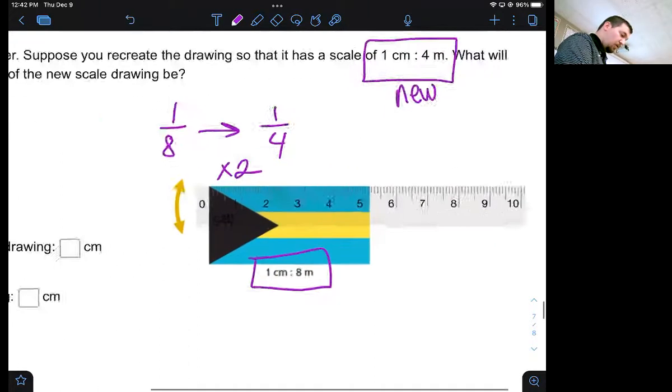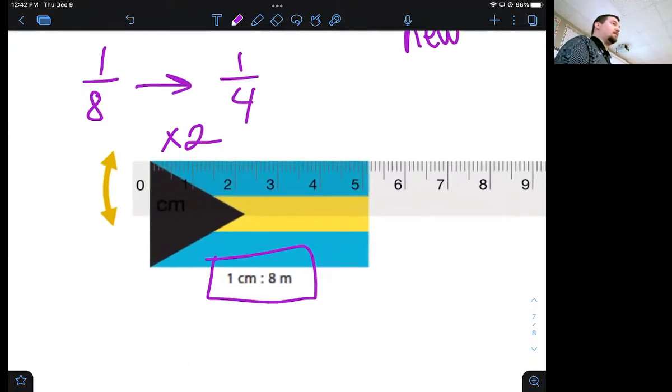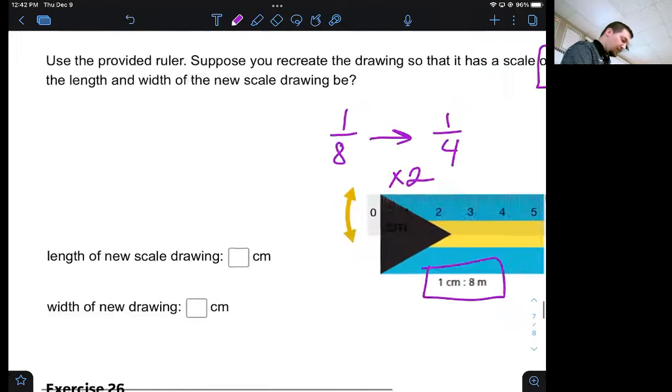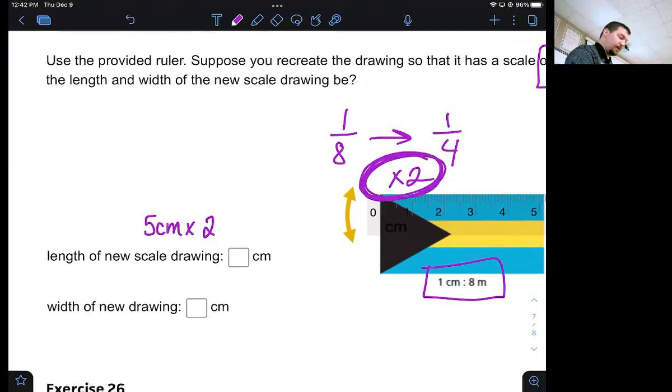Okay, so when I measured the length, I got it to be 5. So if the new drawing is going to be twice as big, what's the new length going to be? If the old length is 5 and the new length is going to be twice as long, what's it going to be? 10. So we'll say 5 centimeters times 2, because it's going to be twice as big. I'll circle it real big for you. Then that means the new length is going to be 10 centimeters.